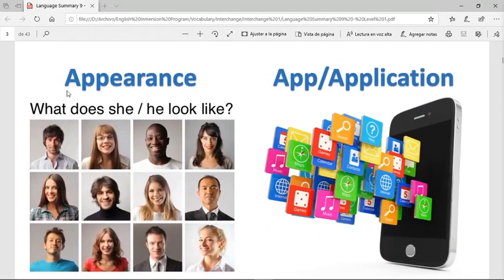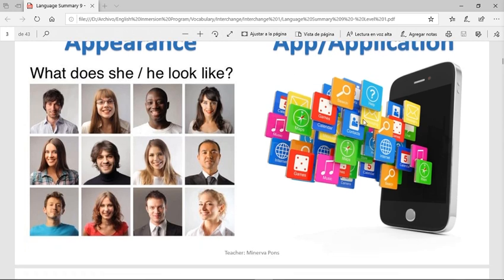We have appearance. The appearance is how a person looks. This is the appearance of this woman. This is the appearance of this man. You know, this turtleneck. This is the appearance of this man that has a blue shirt. Appearance.